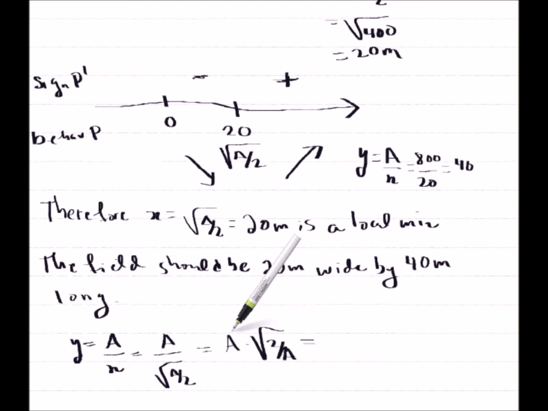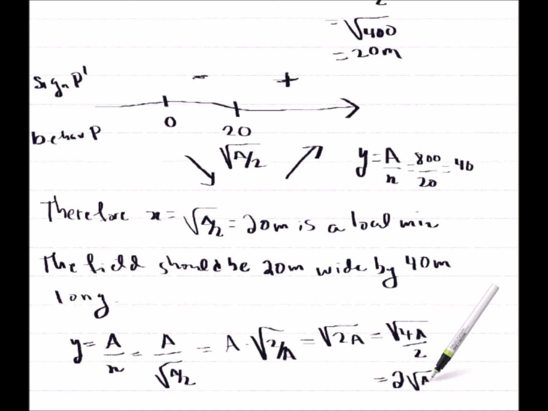Now a is root of a times root of a, so that's just going to be the square root of 2 times a. And you can write that as 4a over 2. That's the same thing. And if you pull out that 4, it becomes 2 root of a over 2. And that's basically 2 times x, where x is the optimal value.